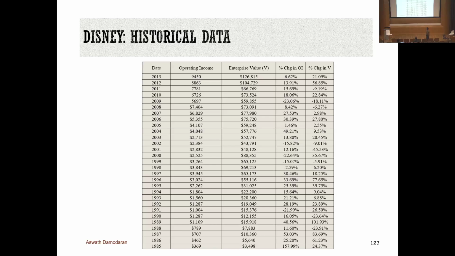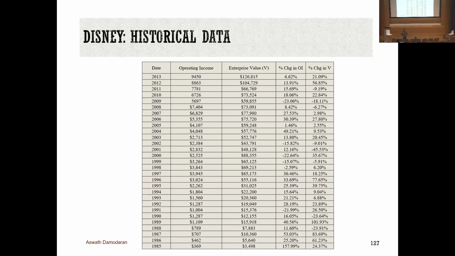You can see earnings go up for the most part, but they have good years and bad years, and percentage changes are going to capture that. Same thing with the enterprise value. So percentage change in operating income and percentage change in firm value every single year. So that's my starting point.